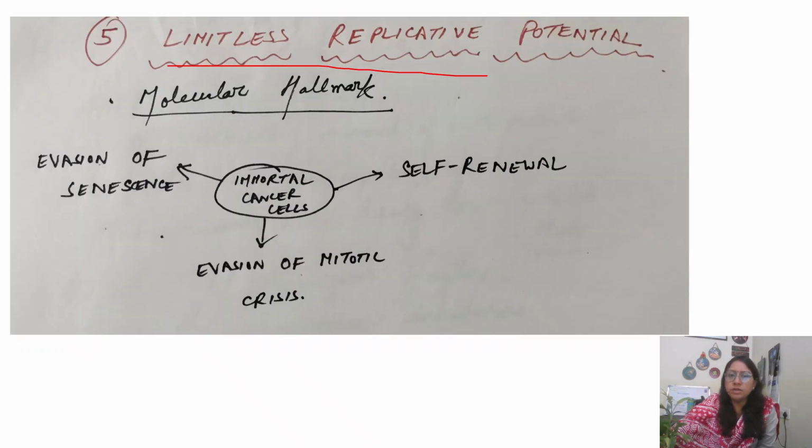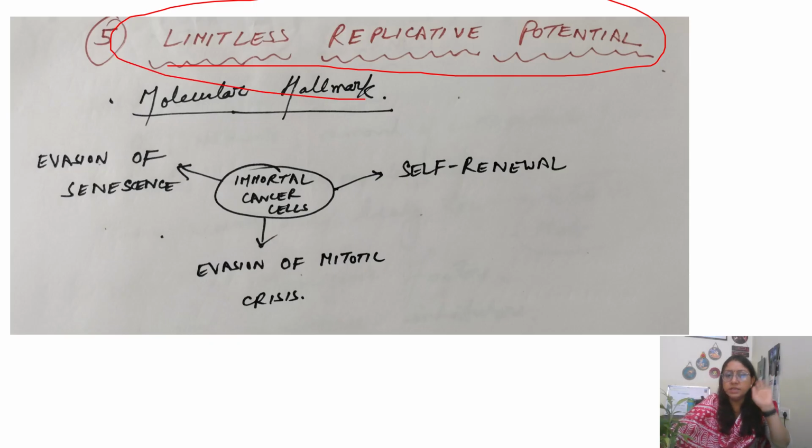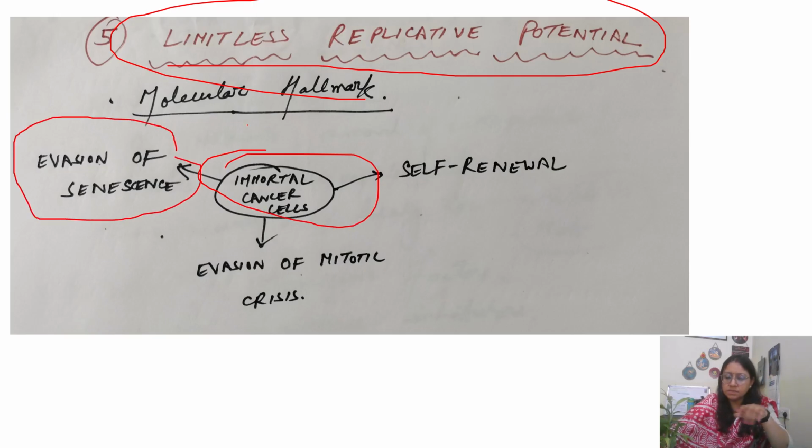Then the fifth point is your limitless replicative potential that I told you. So when does this happen? For this, immortal cancer cells have three molecular markers. One is evasion of senescence, meaning they don't want to die. So they will follow any pathway not to die. Then self renewal, they can regenerate.